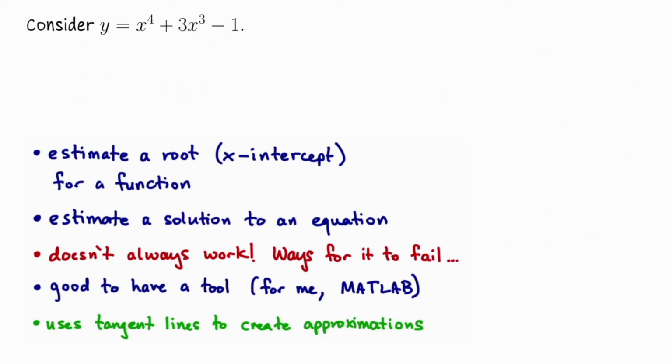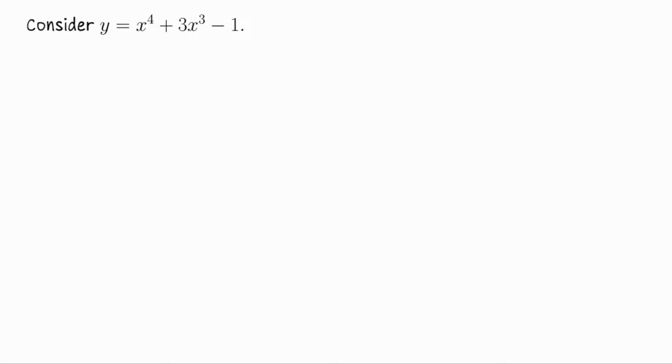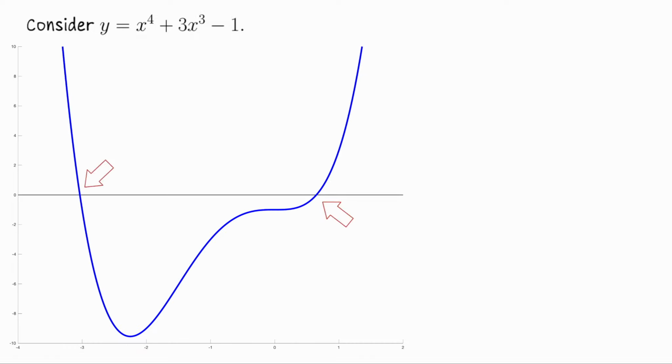Let's start with this degree 4 polynomial, y equals x to the fourth plus 3x cubed minus 1. This polynomial could have 0, 1, 2, 3, or 4 roots, so let's put up a picture and notice it actually has 2. Newton's method won't tell us that, not without also bringing in other techniques. Let's consider just this rightmost root.